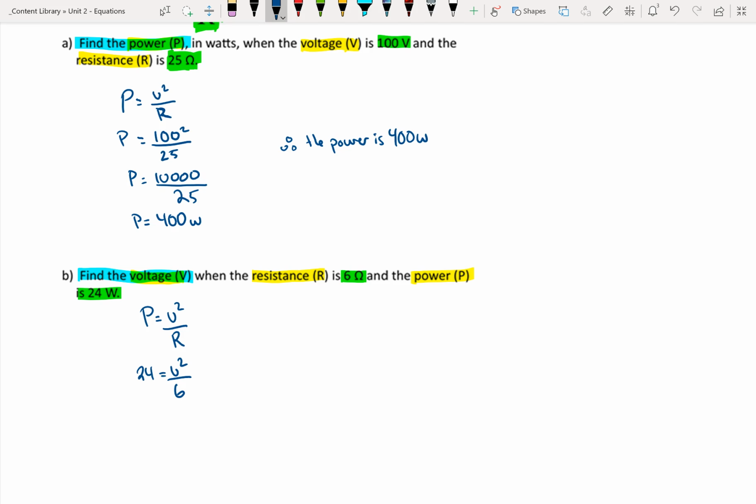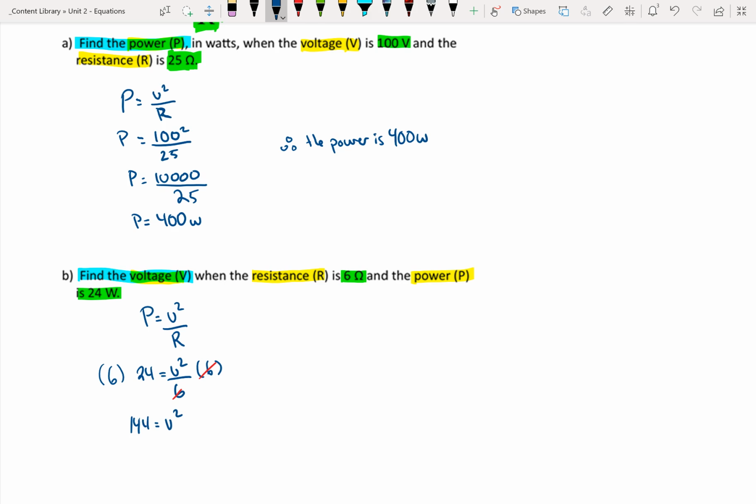So let's rearrange, or let's try to get rid of this fraction. If I want to get rid of this fraction, I'm going to multiply both sides by 6. On the one side, it cancels out, and I'm left with 24 times 6, which is 144. And that equals V squared.